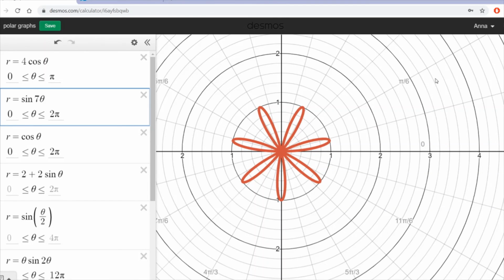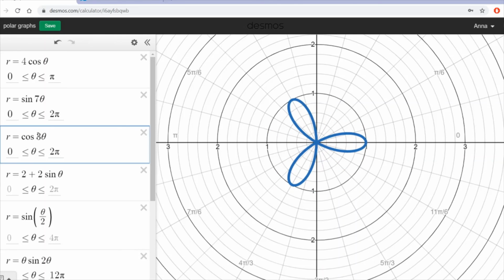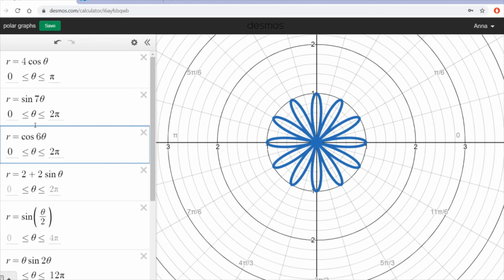So I'm sure there's some pre-calculus classes where you really delve into this. We just don't really have time to spend much time getting really into this, but I just kind of wanted to show you. And then same thing with cosine. If you do cosine of 3 theta versus 4 theta versus 5 theta versus 6 theta. So kind of interesting how that works out.